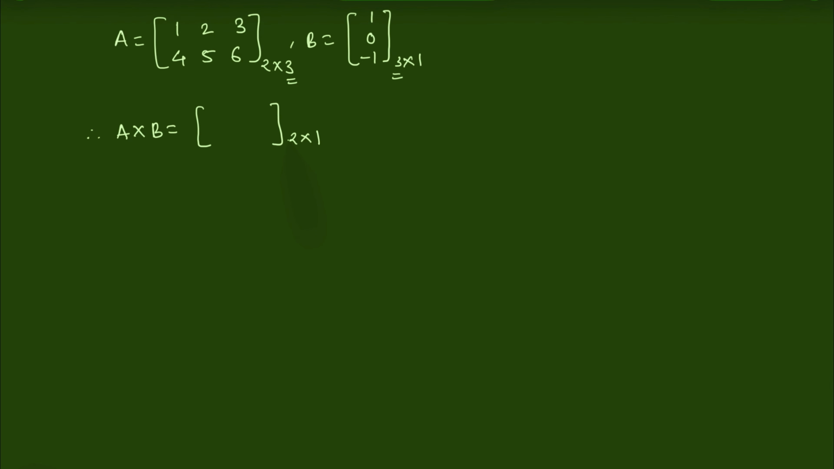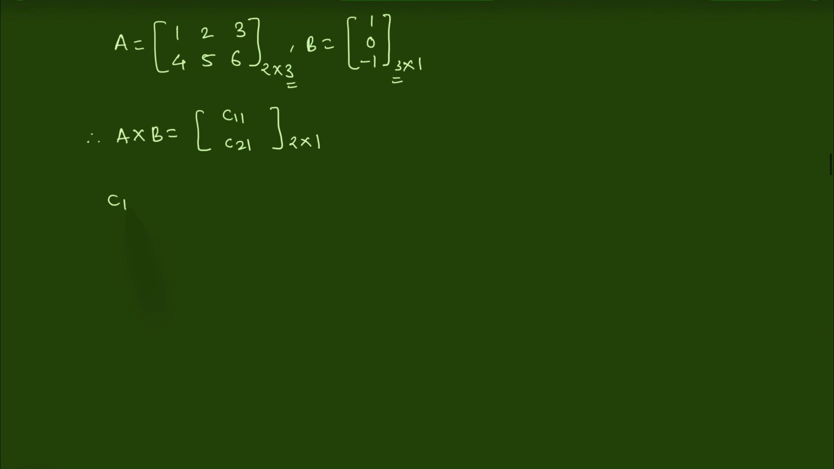Now 2 is the number of rows and 1 is the column, which is C11, C21. Now let's calculate C11, which is the multiplication of the first row in A with the first column in B, which is 1 into 1 plus 2 into 0 plus 3 into minus 1, which is equal to 1 plus 0 minus 3, which is equal to minus 2.